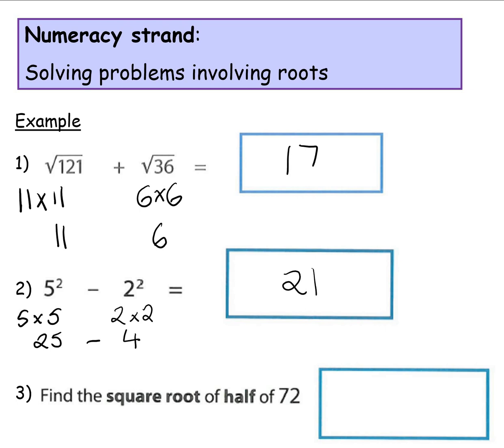The last question is slightly different to the previous two, as it asks us to find the square root of half of 72. So the first thing we need to do is work out what is half of 72. And to do that, we do 72 divided by 2, because a half is the same as divided by 2, and that's equal to 36. Now we need to find the square root of 36, and we know that the square root of 36 is equal to 6.